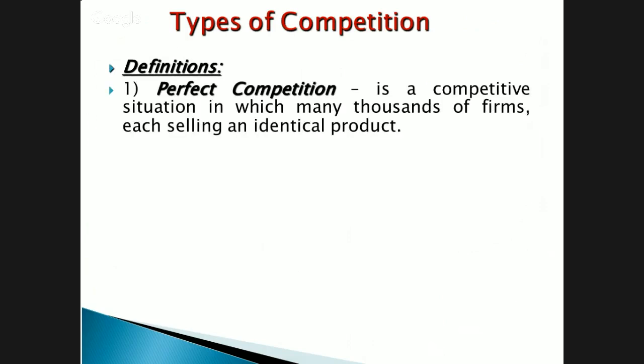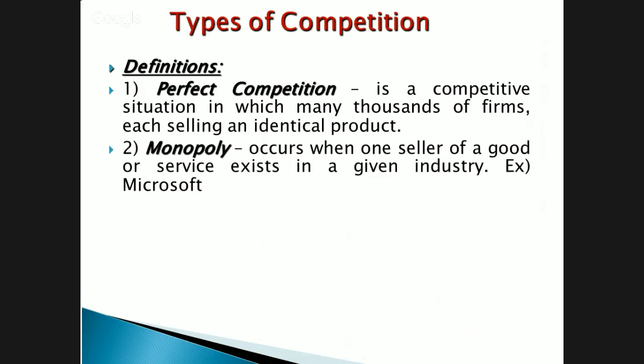So here are the different types of competition. We've got perfect competition. That's a competitive situation in which many thousands of firms are each selling an identical product. They're in perfect competition with one another, selling an identical product, so they need to come up with an advantage to give them a competitive edge. Then you've got a monopoly. Monopolies occur when there is one seller of a good or service in a given industry. It's like Microsoft. Microsoft owns the PC side of computers: Windows, desktop computers, laptops.